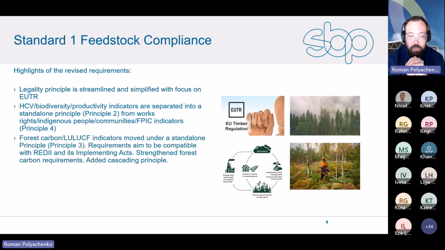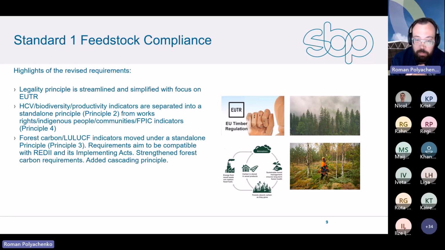Then the forest carbon LULUCF indicators moved under standalone principle 3. Management of forest carbon has been introduced as a new principle. So previously there was just a criterion in principle 2. Now we have a standalone principle 3. Land use, land use change, and forestry LULUCF requirements have been added to be compatible with RED 2.